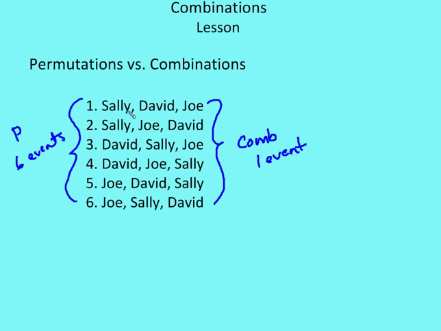For a permutation, order is important, so first, second, and third is important, but for a combination, it doesn't matter who's in first, second, or third. What matters is who is in the group of 3. And since we have the same 3 people in the group of 3 each time here, then this just becomes one event for a combination. But in a permutation where order is important, I have 6 different outcomes. All right, so let's talk about combinations more specifically and take some examples.